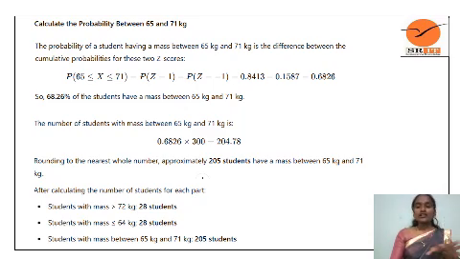After calculating, the total for students with mass greater than 72 is 28 students, mass less than or equal to 64 is 28 students, and total with mass between 65 and 71 is 205 students.